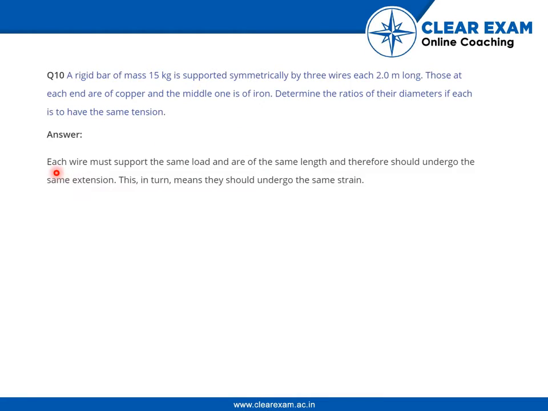So the answer is each wire must support the same load and are of the same length and therefore should undergo the same extension. This in turn means they should undergo the same strain. So Y equals FL divided by delta L into A. Now if we put in the value of A which is pi d square, we get Y d square equals K, as F, L and delta L are equal for all wires.